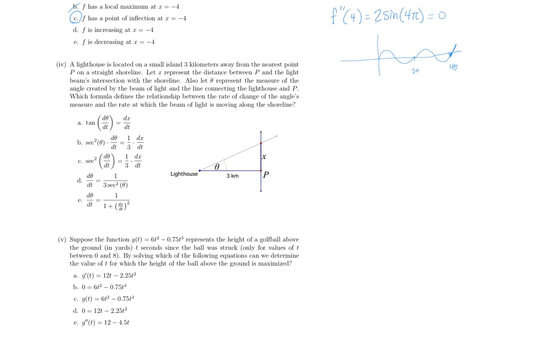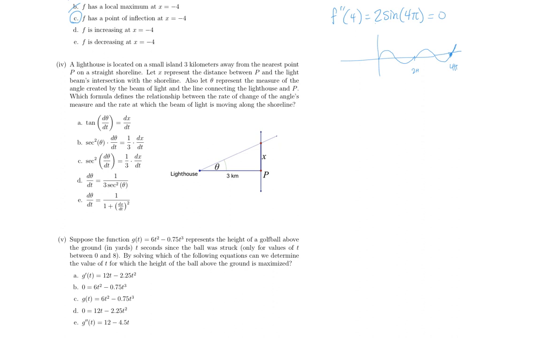A lighthouse located on a small island 3 kilometers away from the nearest point on a straight shoreline. X is the distance between P and the intersection with the shoreline. Let theta represent the measure of the angle. Which formula defines the relationship between the rate of change of the angle's measure and the rate at which the beam of light is moving along the shoreline?